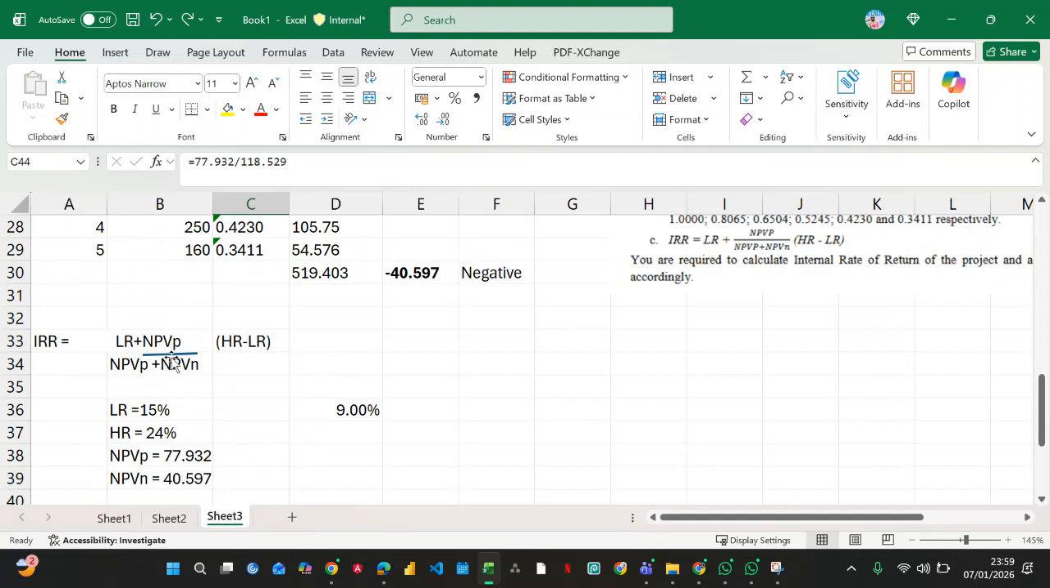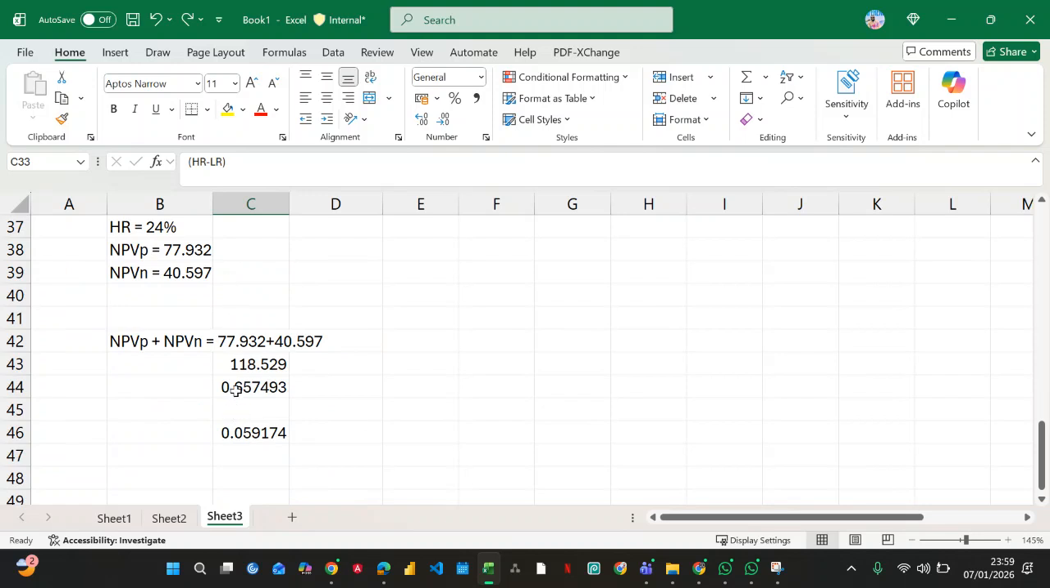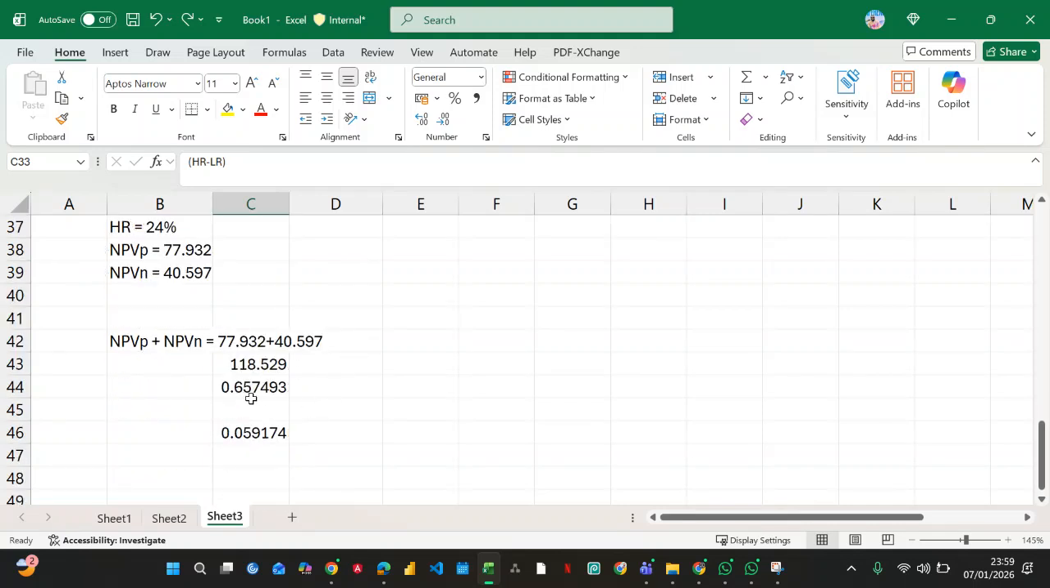Okay, I got it to the 9%, right? Do you get it to this level? What is this value? This value is from where? The value is from the division, 77.932 divided by 118.529. So this value is carrying from here. Do you understand? So now, when you have this value, whatever you have here, multiply with what you have here.